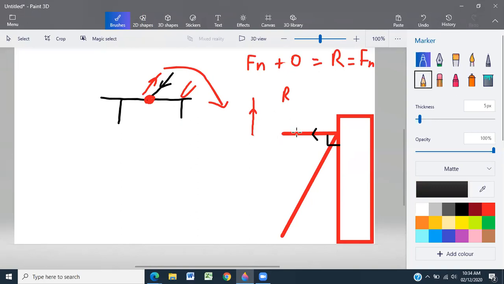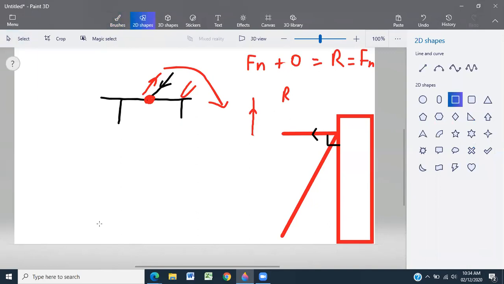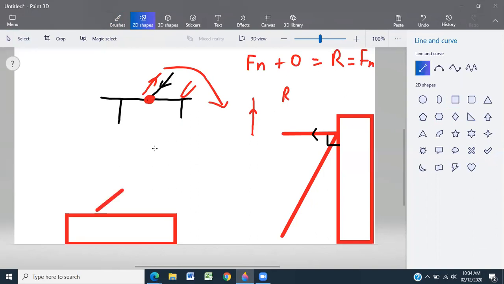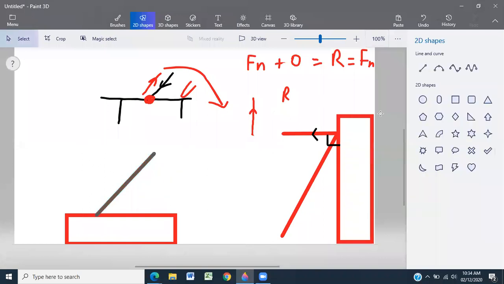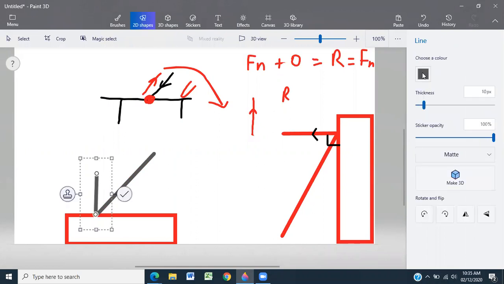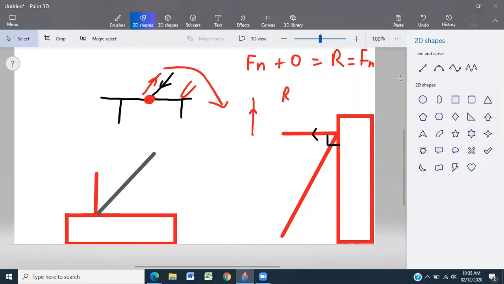Now, on something rough, and in this case the floor, a rough floor, we have the ladder coming in at an angle. And its reactions are, well, here, the normal and the frictional, the green color.